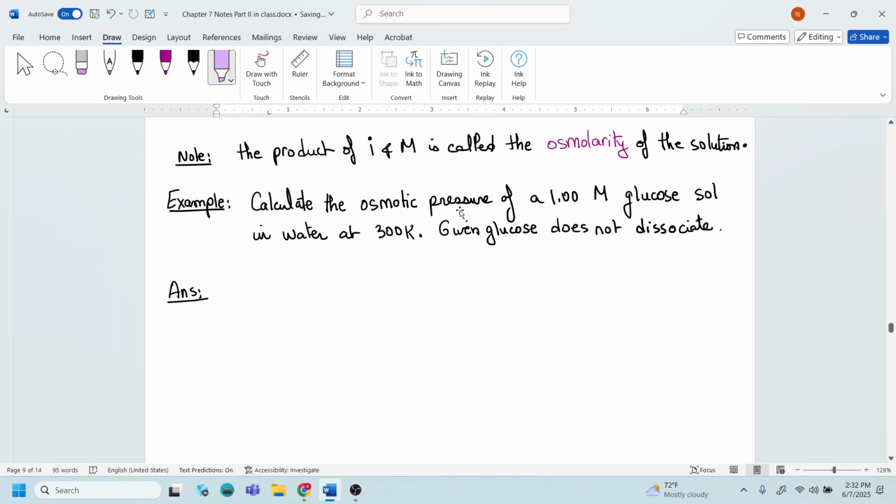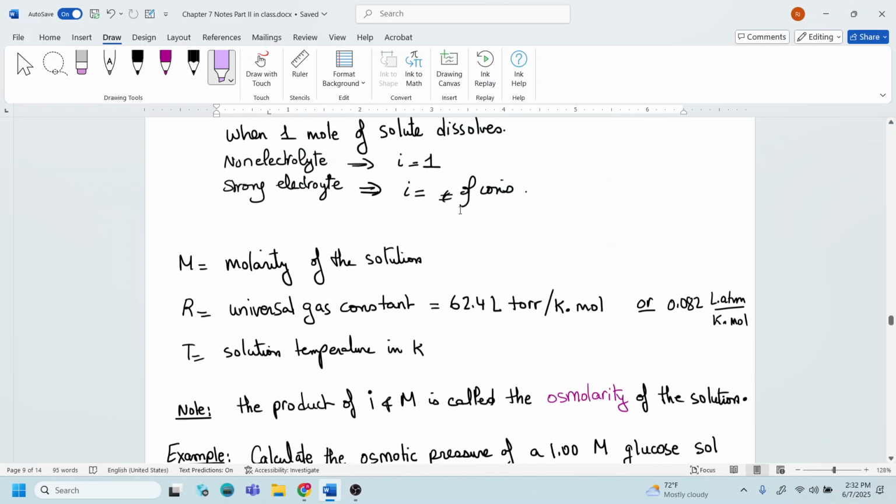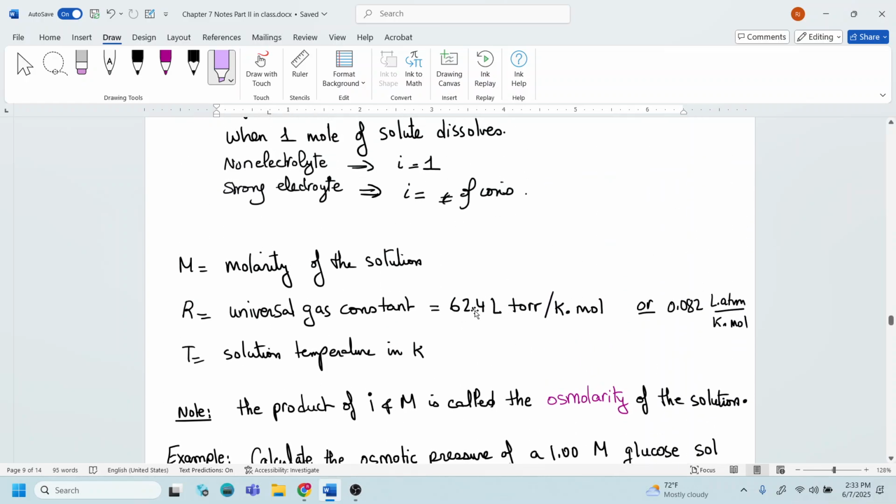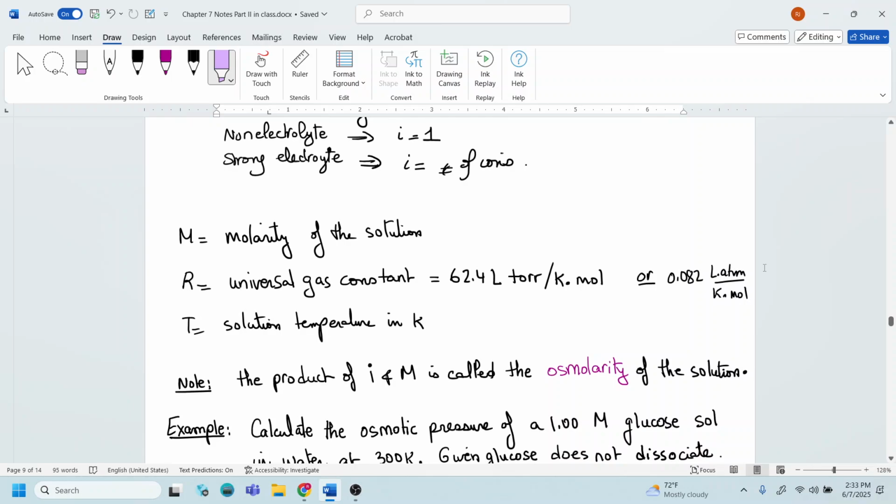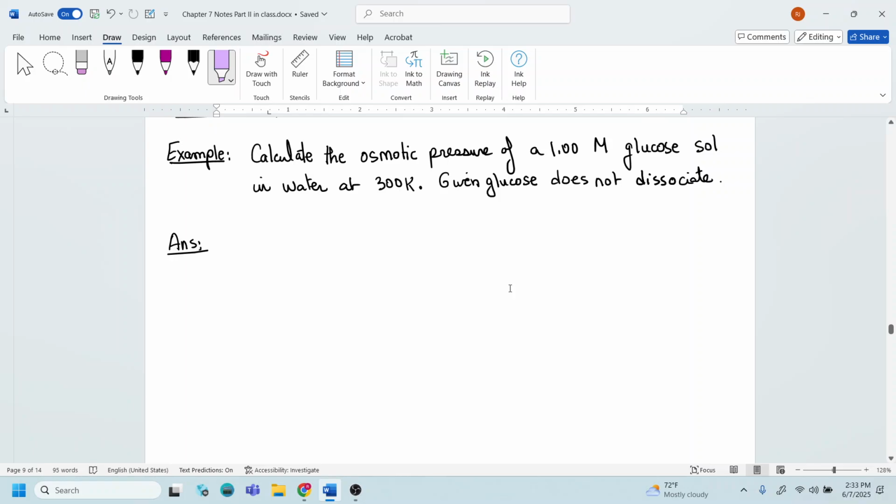Now, normally, if they do not specify the unit of the osmotic pressure, what we do is we go by the osmotic pressure in torr, not in atmosphere. So we're going to use the value of R to be 62.4 liter torr per Kelvin mole. If they specify and they say it's in atmosphere, then calculate it in atmosphere. If not, just go ahead and use torr, you guys. So calculate the osmotic pressure of glucose.